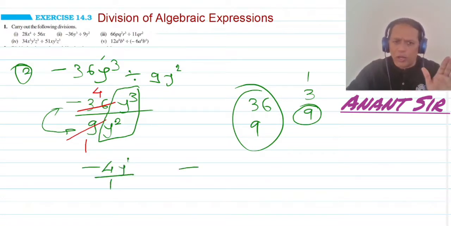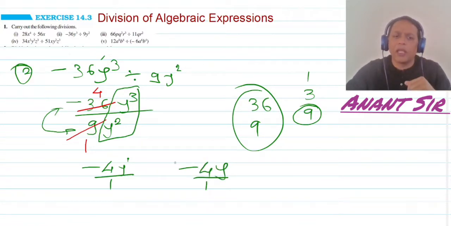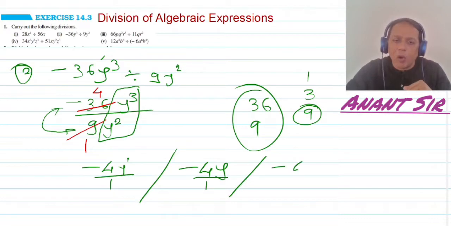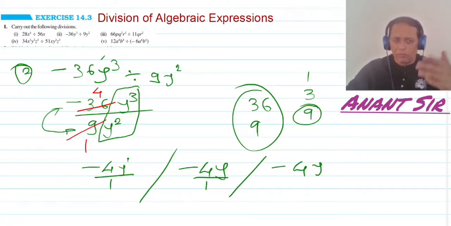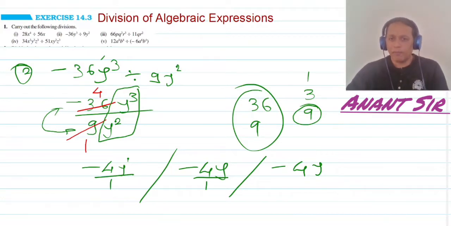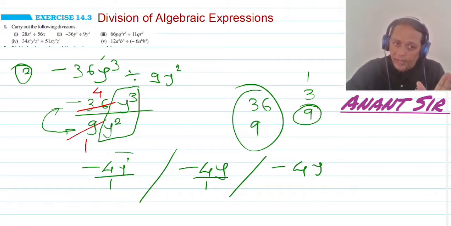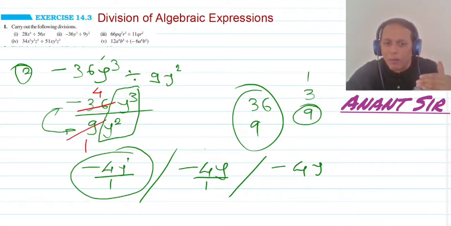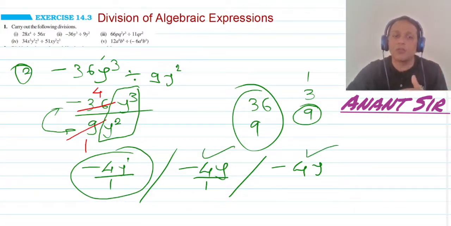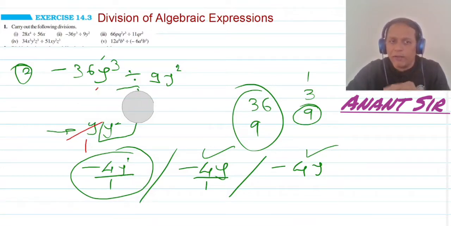Even if you don't write that power 1, it's okay. And even if you don't write that denominator 1, that is also okay. Because if you divide any number by 1, the answer is going to be the same. So you can write minus 4y raised to power 1 by 1, or minus 4y by 1, or only minus 4y. Okay, so this is one way of solving it.